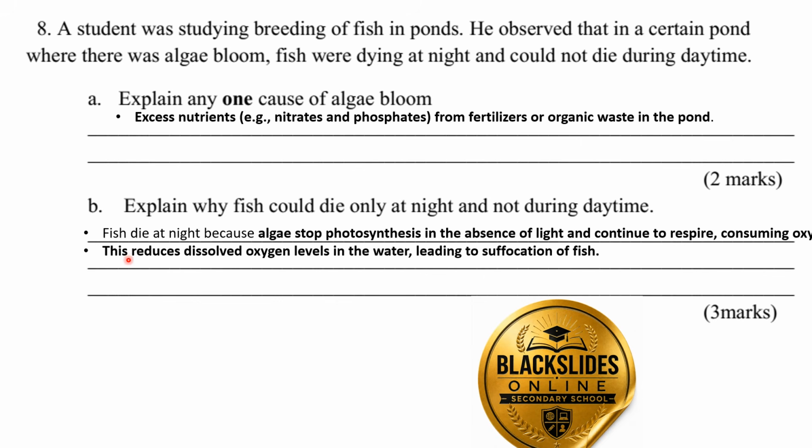So effectively, this will reduce dissolved oxygen levels in the water, leading to suffocation of fish, and they die. So during the day, photosynthesis produces oxygen to enable the fish to survive.